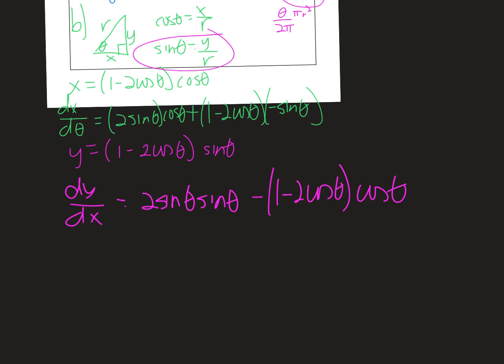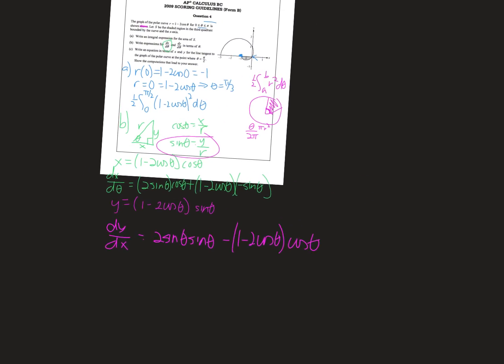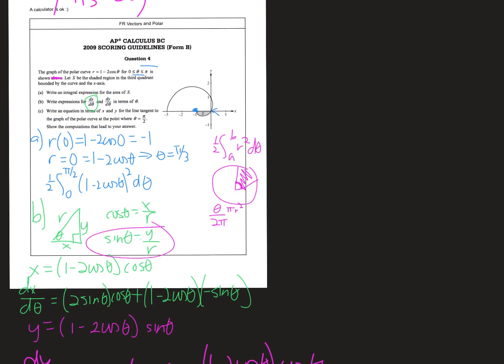So now we just need to do part C. So for part C, it says, write an equation in terms of x and y for the line tangent to the graph of the polar curve where theta is pi over 2. So for a tangent line, I need a point and a slope. So x, as we already said, is r cosine theta. So x at theta equals pi over 2.